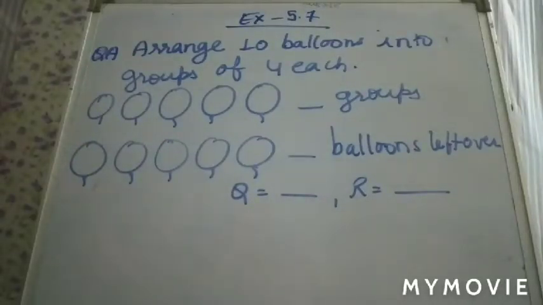Today I am going to start exercise 5.7 of chapter 5, division. The first question of this exercise is: arrange 10 balloons into groups of 4 each. So you can see on the board that there are 10 balloons and you have to divide these 10 balloons into groups of 4 balloons each. Okay, so we can divide these 10 balloons into two groups of 4. Then since two balloons will be left over, the quotient will be 2 and the remainder will be 2.